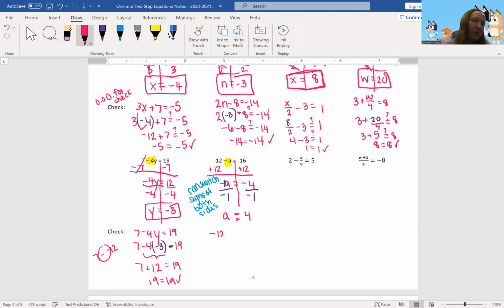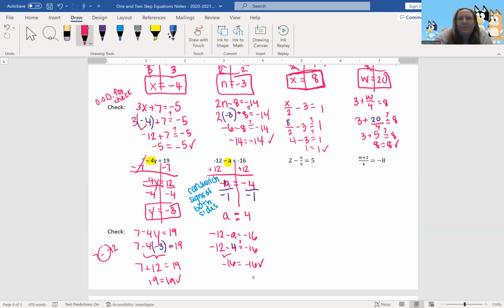So -12 minus A equals -16. We think the answer is 4. So -12 minus 4. Okay, does that equal -16? And on the left side, those signs are the same. We add them together. We keep the same sign. We do get -16 equals -16.